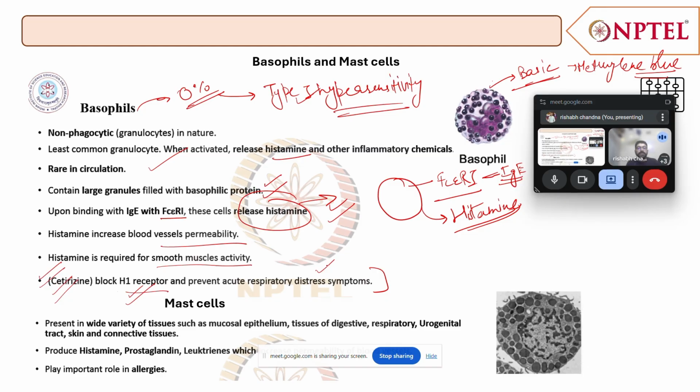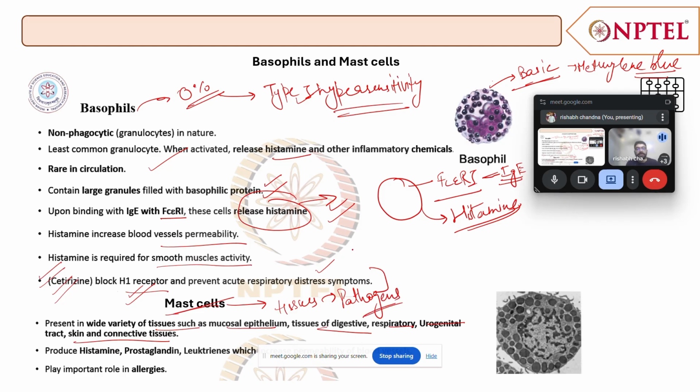Now moving on to the other cell that is involved in the allergic reaction, the mast cells. These mast cells are present in a wide variety of tissues such as mucosal epithelium, digestive tract, respiratory and urogenital tract, skin and the connective tissues. These cells help the tissues to protect them from pathogens or microbes.